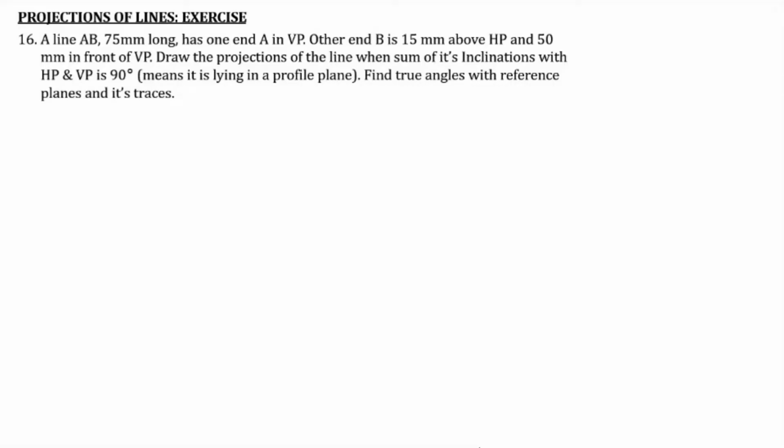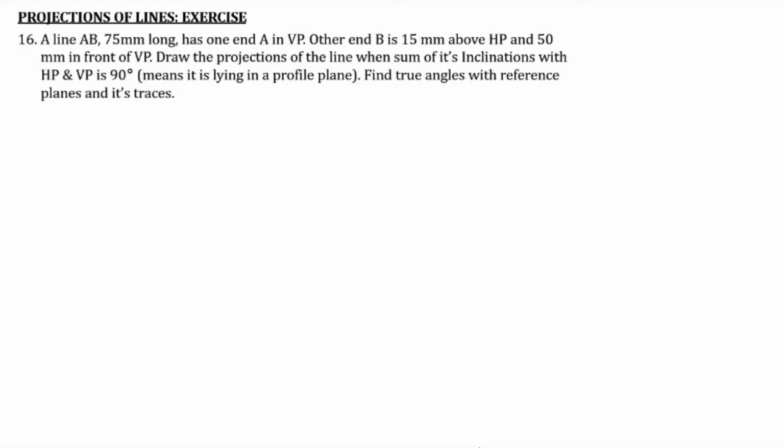So line AB 75 millimeter long, that is the true length of the line is 75 millimeter, and one end is in VP, that is the top view of A, small letter a, will be in the XY line itself. Other end capital B is 15 millimeter above HP, so B dash is 15 millimeter above the XY line, and 50 millimeter in front of VP, that is small letter b will be 50 millimeter below the XY line. Draw the projections of the line when the sum of its inclinations with HP and VP is 90 degree, that is theta plus phi is 90 degree. We don't know what is the value of theta and what is phi.